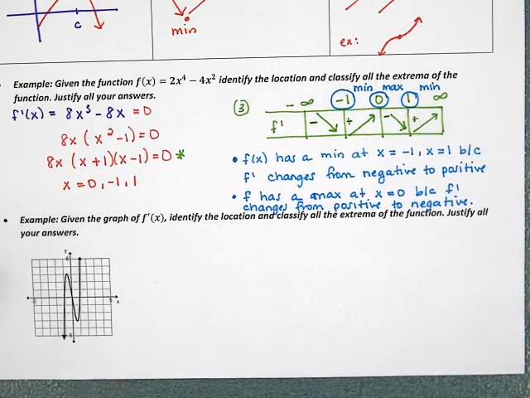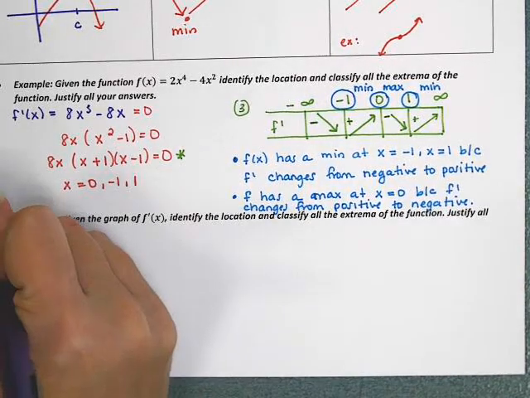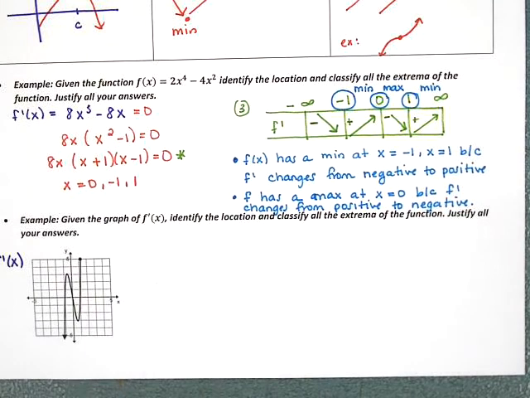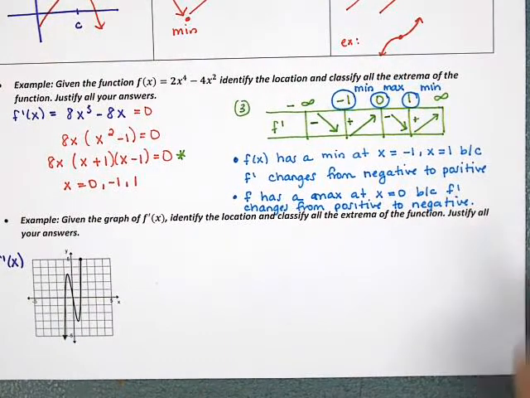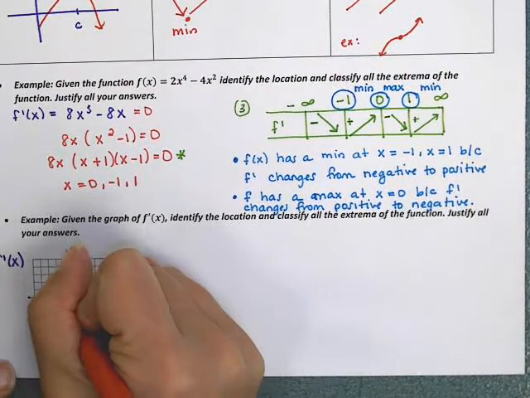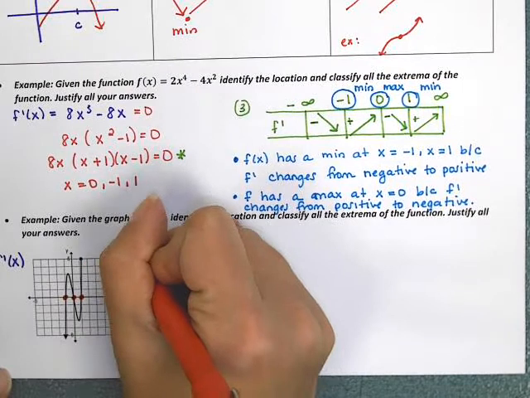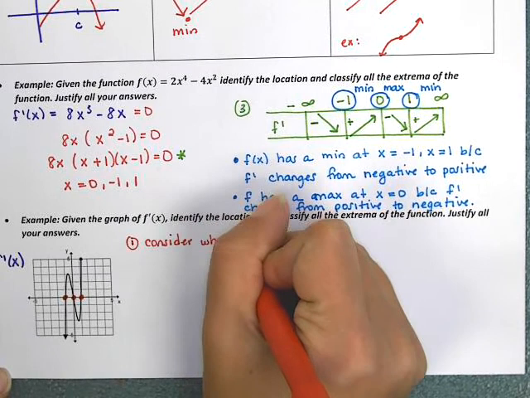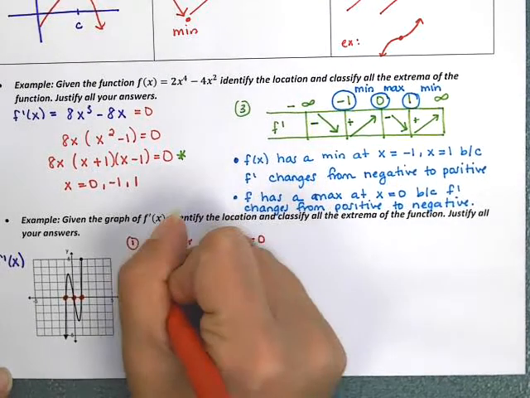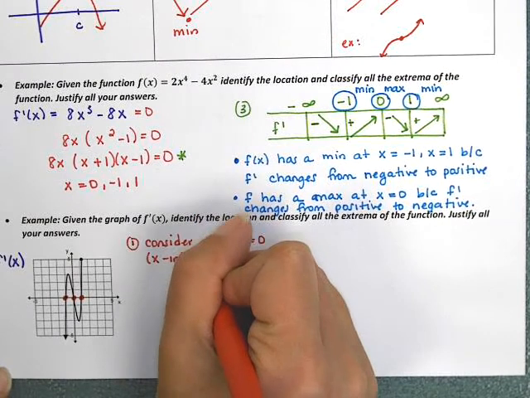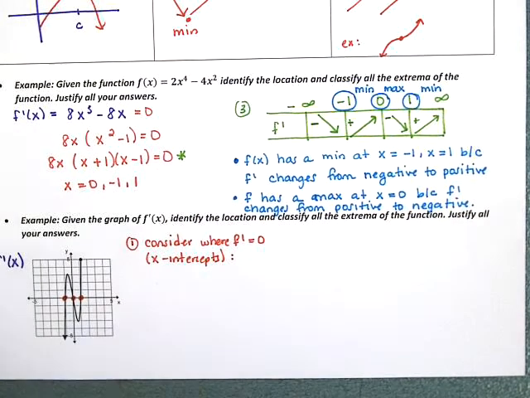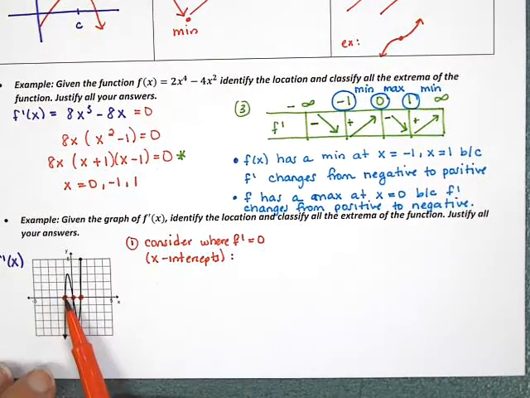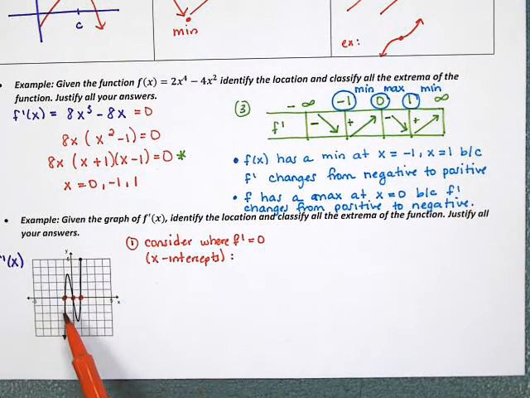So this is f prime's graph. So we are looking for places where f prime equals 0. This graph equals 0 here, here, and here. So first, we consider the places which are really the x-intercepts, the places where f prime equals 0. At this first stop, the graph changes from below the x-axis to above. So that means the derivative is changing from negative to positive.